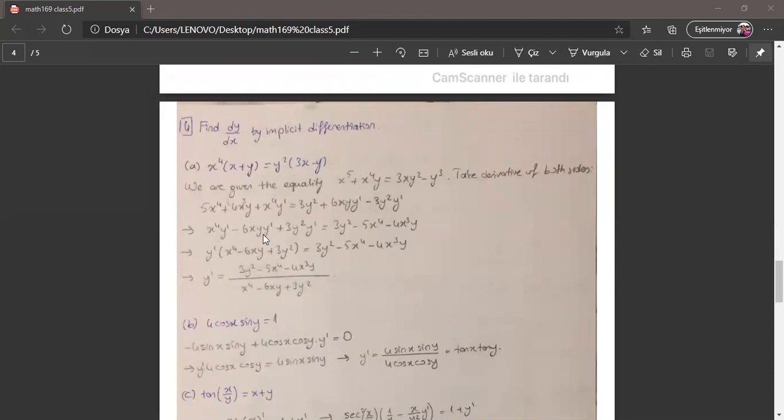First one's derivative is 5x to the 4, plus this one's derivative. So we have two functions, okay? The first one is x to the 4 and the second one is y. So we have a product in here. So the first one's derivative is 4x to the 3 times the second one, plus the first one times the second one's derivative, which is y prime. And here we do the same things.